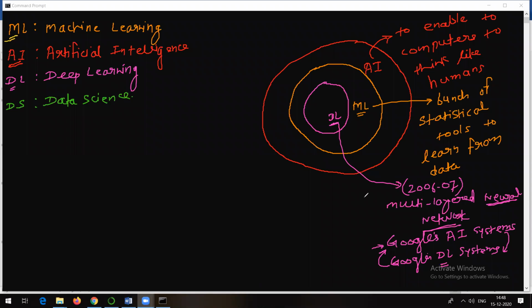So yes, this is what deep learning is. I hope you got a basic idea about what deep learning is. Now, as we talked about machine learning, artificial intelligence, and deep learning, let's see what this data science stuff is. First of all, let's see where data science is going to come into the picture.